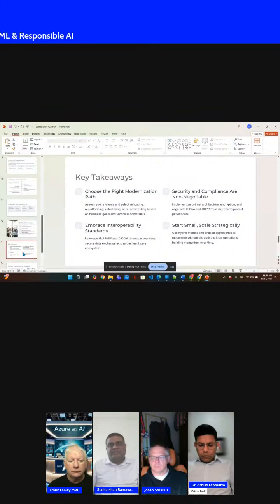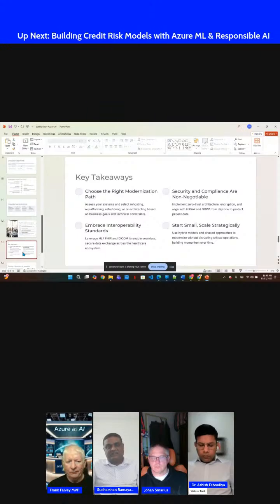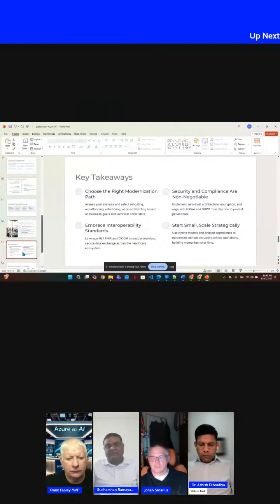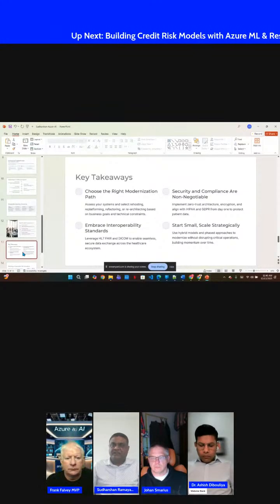So these are the key takeaways. Based on the modernization, which one to choose? Choose the right modernization path. As we discussed earlier, there are four methodologies: rehosting, replatforming, refactoring, and re-architecting. Based on the business case and the technical constraints, we can choose which one will be suitable for the current application.